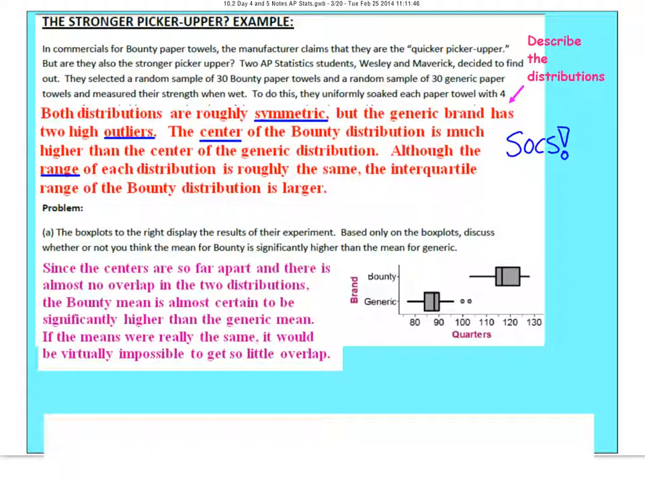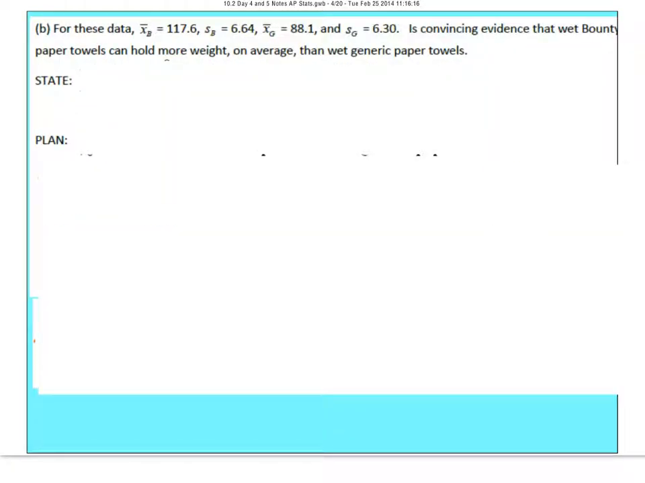If the means were really the same, it would be virtually impossible to get such little overlap as we actually see. Well, let's do a test for it. It says here we have the data, which we already have. Is there convincing evidence that the wet Bounty paper towels can hold more weight on average than the generic paper towels? So let's define our variables and then go ahead and state our hypothesis.